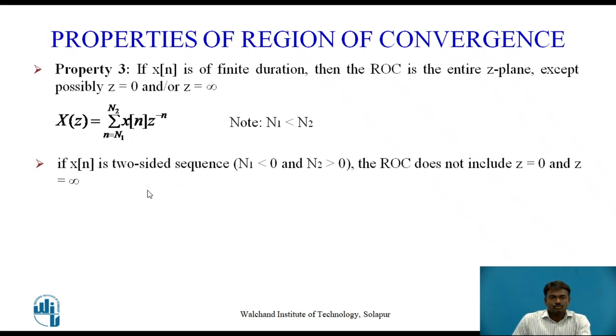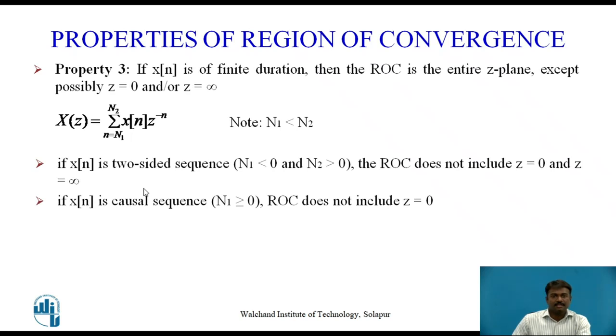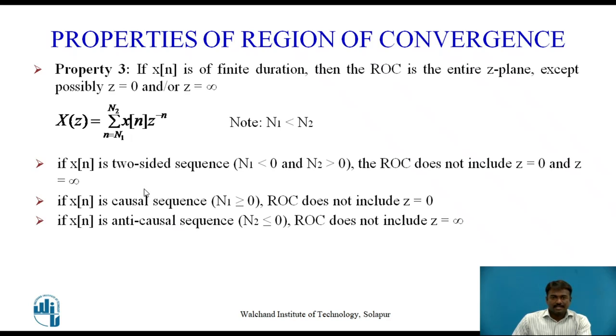If x(n) is a two-sided sequence, that is n1 is negative and n2 is positive, the ROC does not include z equal to 0 and z equal to infinity. Similarly, if x(n) is a causal sequence, that is n1 is either 0 or positive, the ROC does not include z equal to 0. If x(n) is an anti-causal sequence, that is n2 is either equal to 0 or negative, the ROC does not include z equal to infinity. Now let us consider an example to understand these properties.